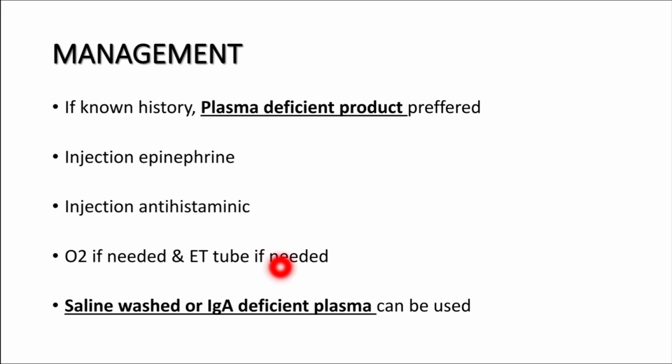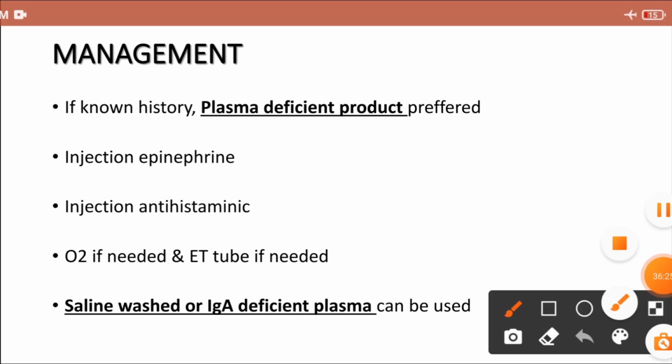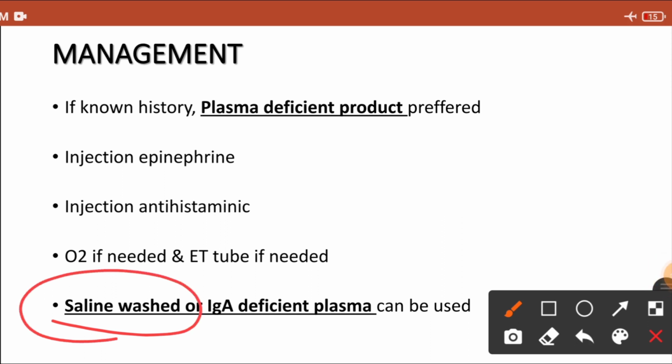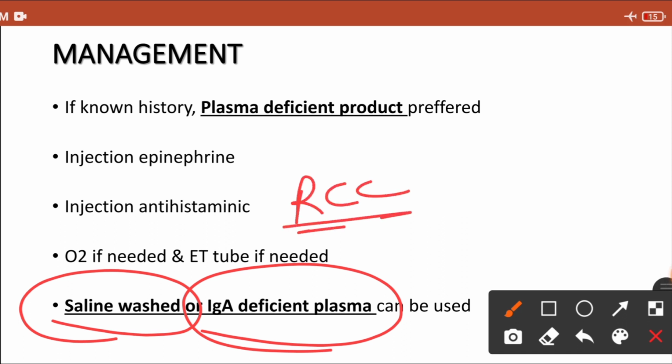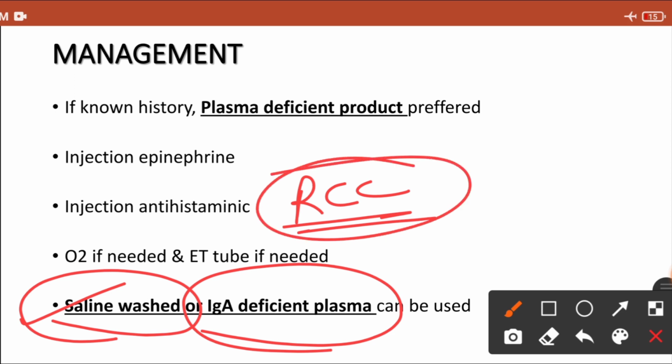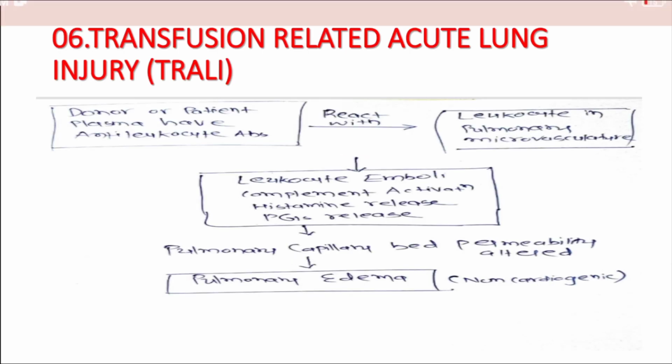And in such a scenario, to prevent such a reaction a second time, it is preferred to give saline-washed red blood cells or IgA-deficient plasma. If the patient doesn't need plasma and needs RBC only, then always give saline-washed red blood cells, in which plasma is removed. And suppose the patient doesn't need RBC but needs plasma only, and if it is necessary to give the plasma, then always prefer IgA-deficient plasma to prevent such anaphylactic reaction.